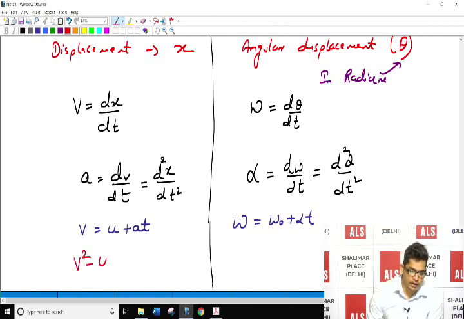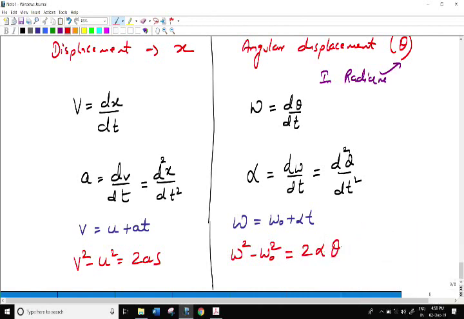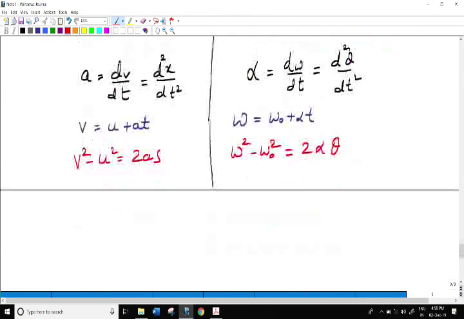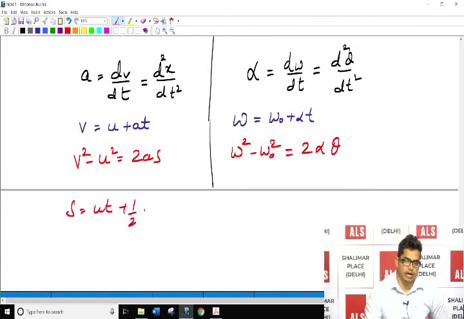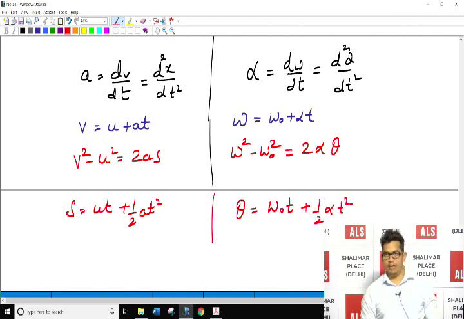v square minus u square is equal to 2as. Here it is omega square minus omega naught square is equal to 2 alpha theta, where theta is the displacement. And finally, the last one is s is equal to ut plus half at square. Here theta, which is the displacement, is equal to omega naught t plus half alpha t square. Everything is the same.